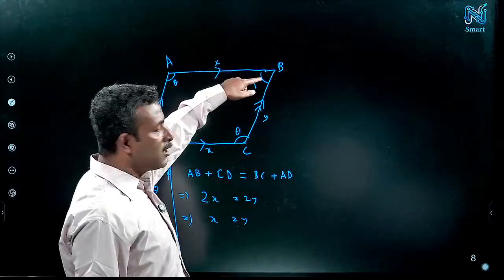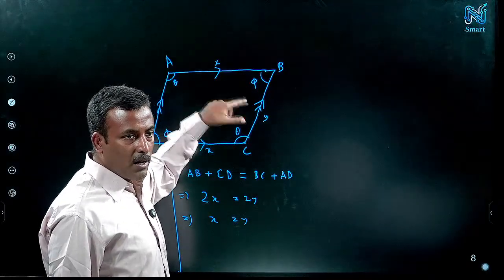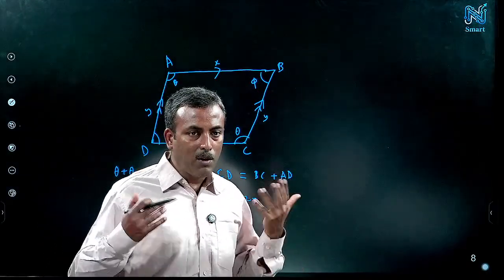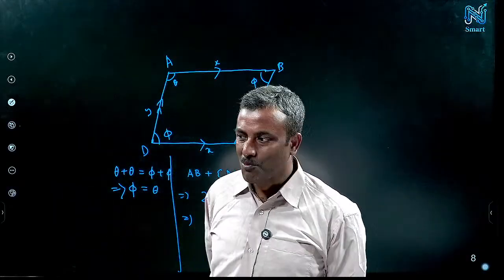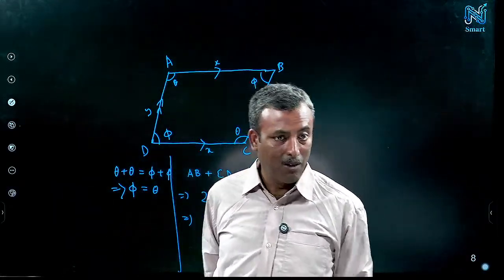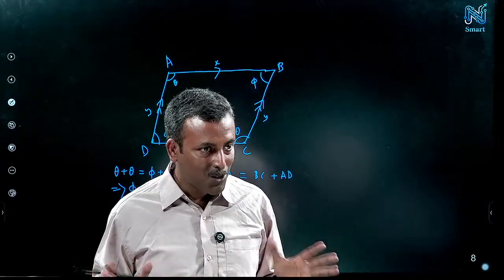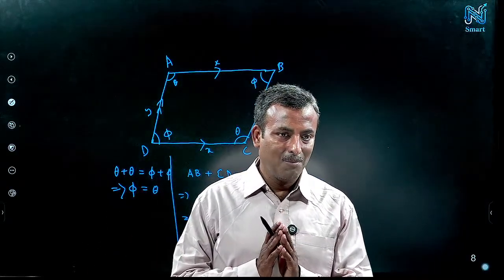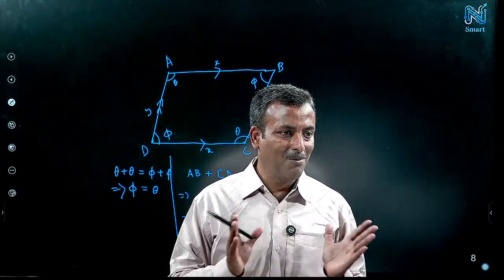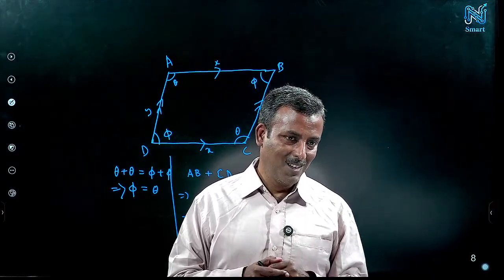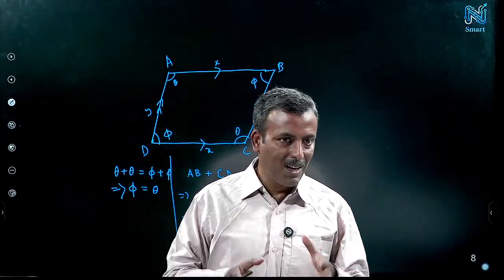So phi equals theta, that means they are 90 degrees. 90 degrees, all sides equal, square is the only thing. In the class of parallelograms, square is the only parallelogram which has these two properties, incircle and circumcircle both.